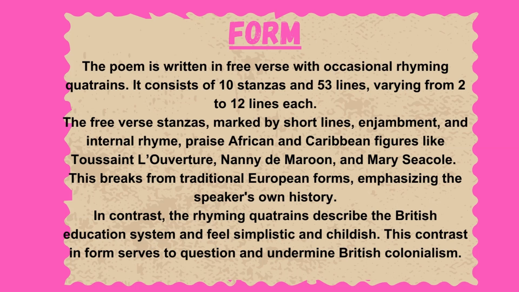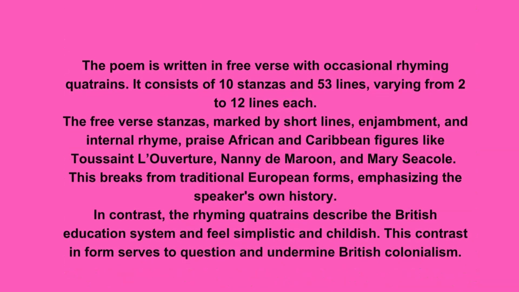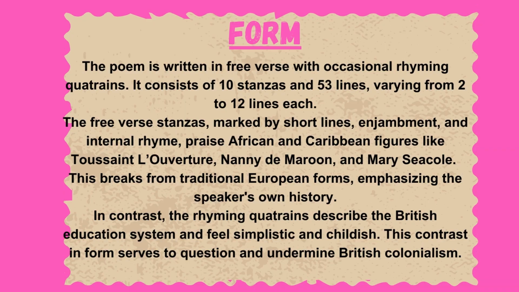The poem is written in free verse, with occasional rhyming quatrains. It consists of 10 stanzas and 53 lines, varying from 2 to 12 lines each. The free verse stanzas, marked by short lines, enjambment, and internal rhyme, praise African and Caribbean figures like Toussaint Louverture, Nanny de Maroon, and Mary C. Cole. In contrast, the rhyming quatrains describe the British education system and feel simplistic and childish. This contrast in form serves to question and undermine British colonialism.